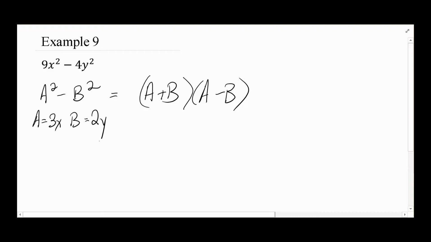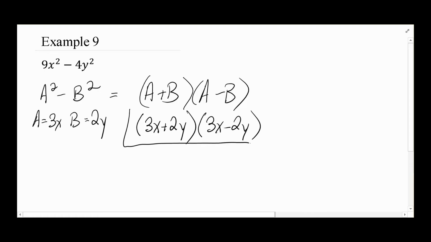And that's 2y. That way, when I factor this, I'm factoring it as 3x plus 2y, because that's my a plus my b, and then 3x minus 2y, because that's my a minus my b. And that's the proper factorization for this problem.